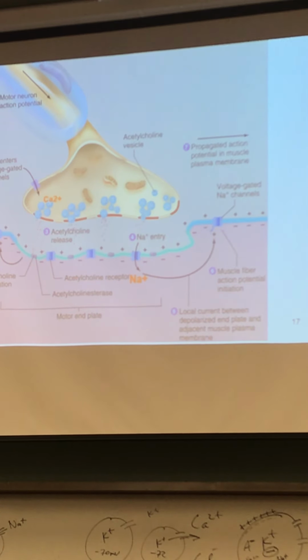What did I say about 2 minutes ago? There are always leaky channels for sodium and potassium, even when the artist doesn't show them to you. You burn this into your head. There are always sodium, potassium leak channels.